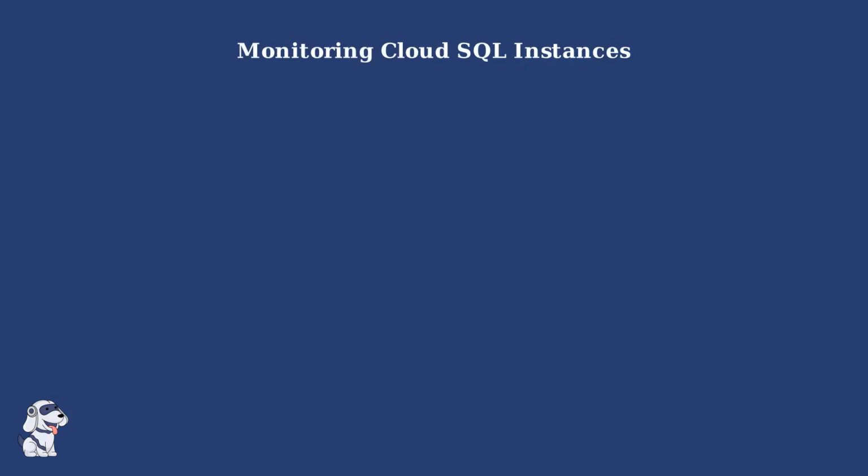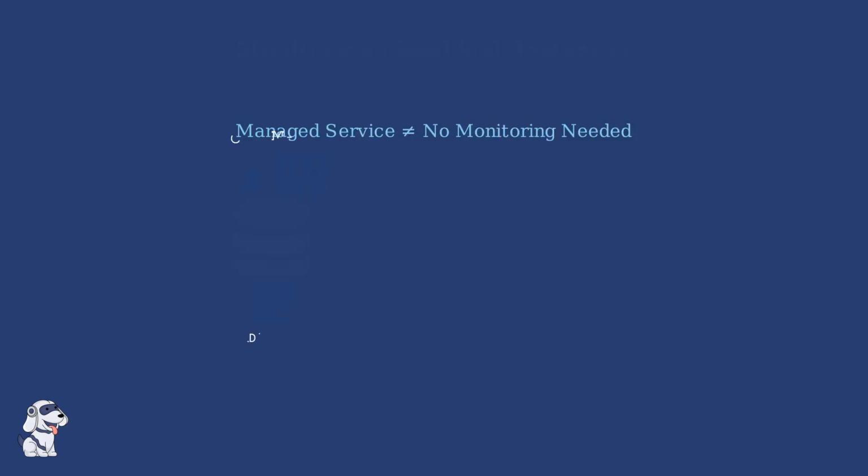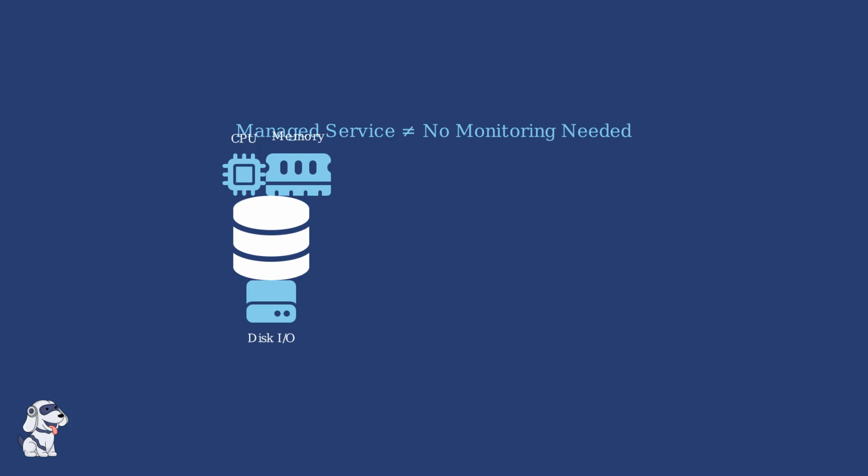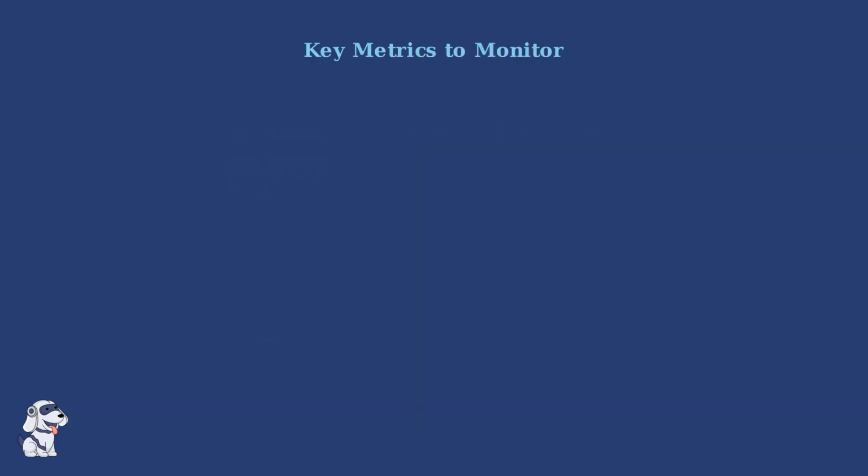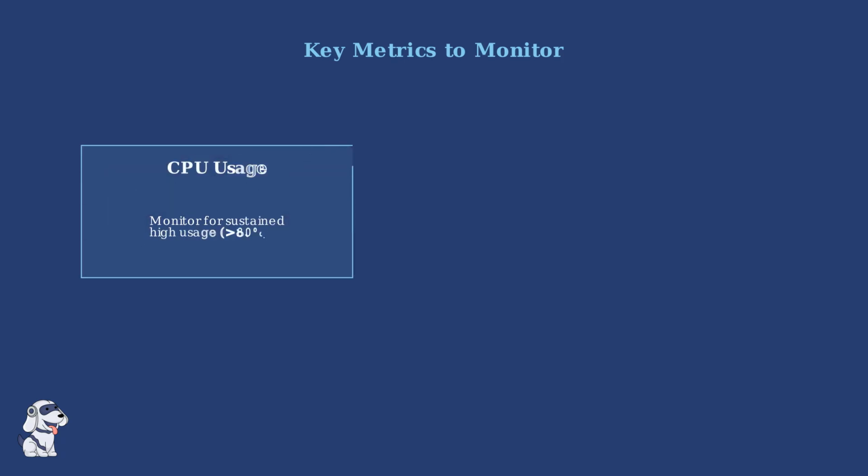Even though Cloud SQL is a managed service, monitoring your database instances is absolutely crucial for maintaining optimal performance and preventing issues before they impact your applications. Google manages the infrastructure, but you still need to monitor key performance metrics to ensure your database runs smoothly and efficiently. There are 3 critical metrics you should always monitor for your Cloud SQL instances. Let's examine each one and understand what they tell us about database performance. CPU usage shows how much processing power your database is consuming.